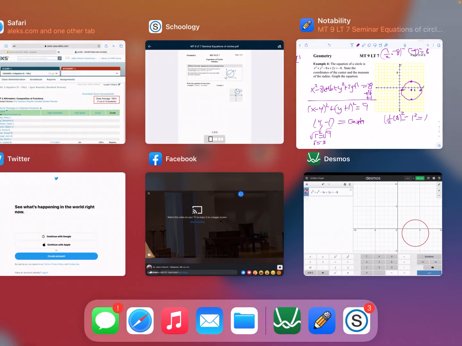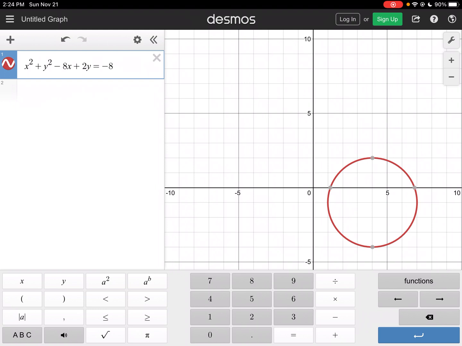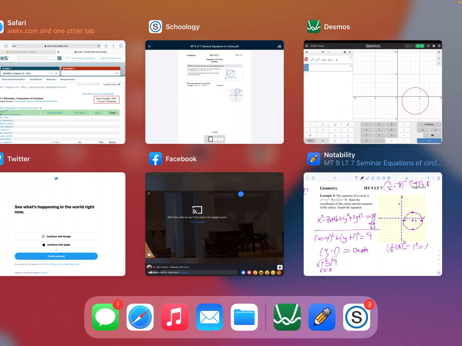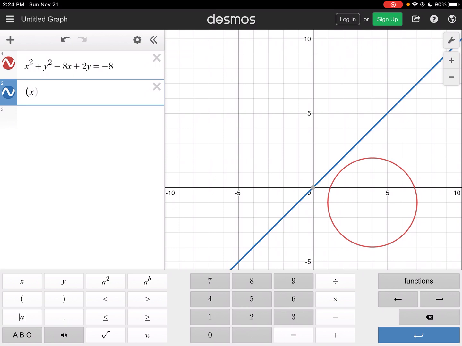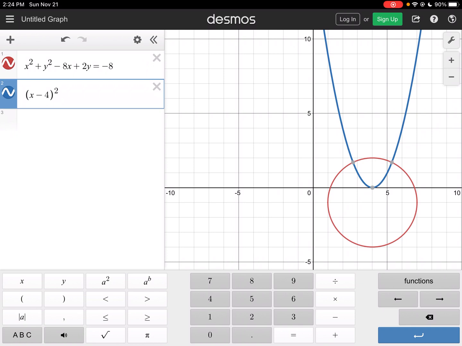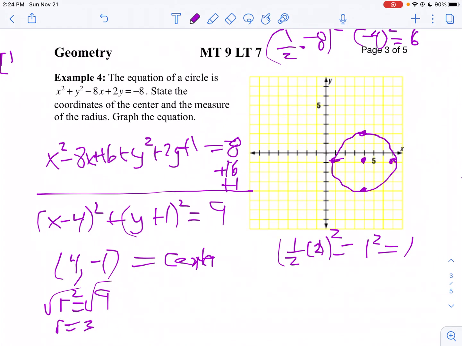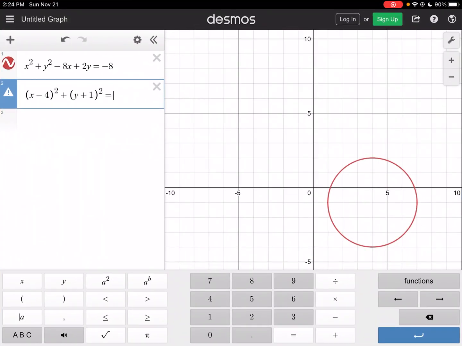Now, we can also check to see when we redid it, is it the same thing? So if I go x minus 4, the quantity squared, so I go parentheses, x minus 4, just go outside the parentheses, squared, plus, I'm going to go y plus 1, equals, and I think we said 9, didn't we? Yeah, equals 9. Is this the same circle?